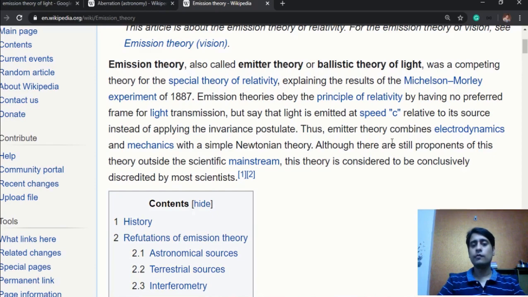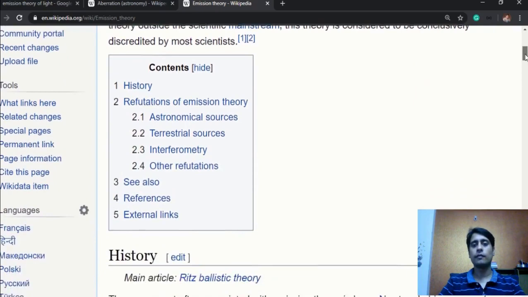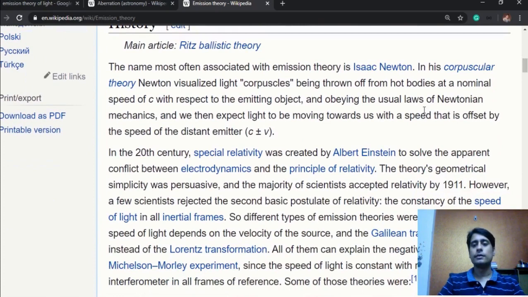In some way, the emitter theory combines electrodynamics and mechanics with a simple Newtonian theory. Although there are still proponents of this theory outside the scientific mainstream, it is considered to be conclusively discredited by most scientists. So it's not a valid theory in our era. Sometimes it is also referred to as the corpuscular theory by Newton, who visualized that light consists of particles which move in a straight line. So it's the same kind of theory. Now let's come to the paper, the article.